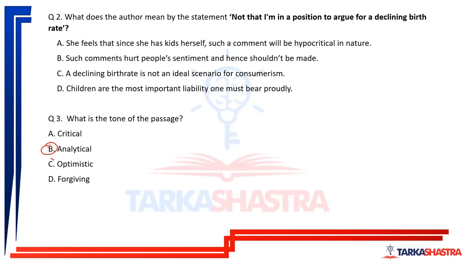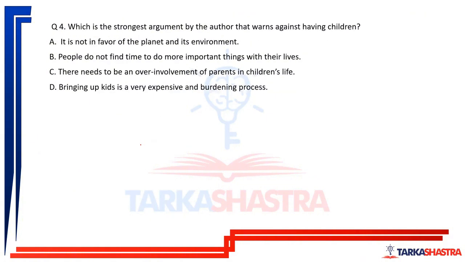She's analyzing one particular trend, one particular societal pressure, and talking about it. She's not particularly criticizing any particular thing as well. So she's not very critical of something. She is giving some thoughts, and she's also talking about how she herself is contradicting the thoughts, but how these thoughts can serve in general. So this is more like an analysis. So answer should be B. Let's talk about question number 4, which is the strongest argument made by the author that warns against having children.